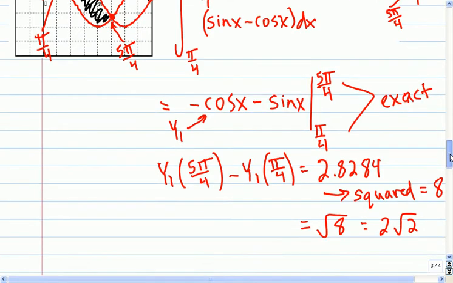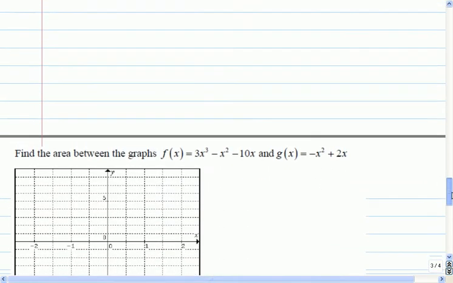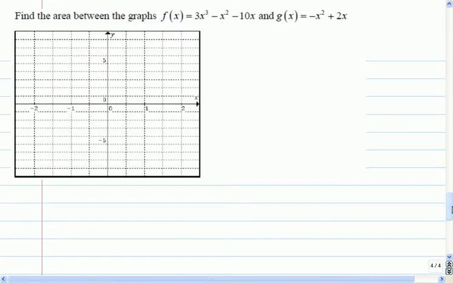The next question, if you're getting the hang of this, which I hope you are, try this one and see how you do with it. There's maybe one extra step that you're going to have to think through before you come up with your integrals.